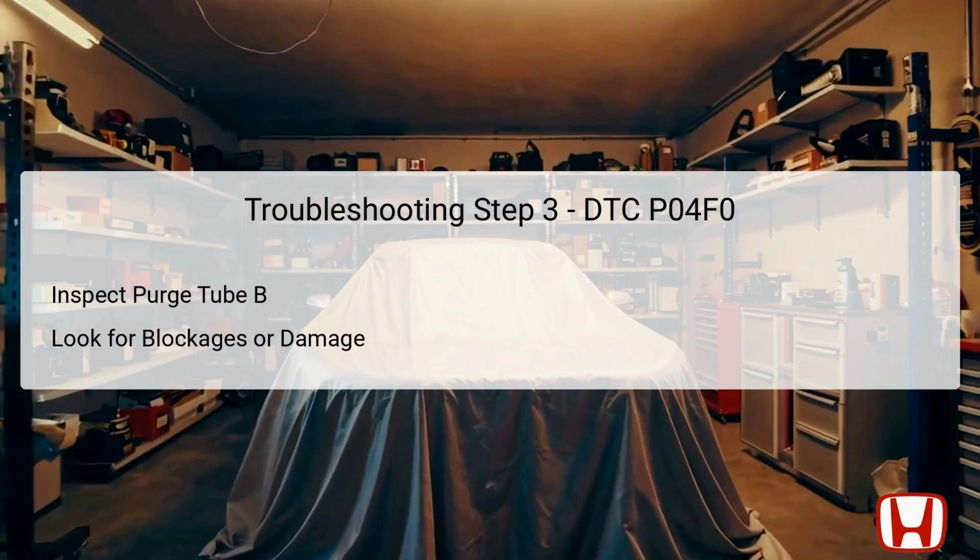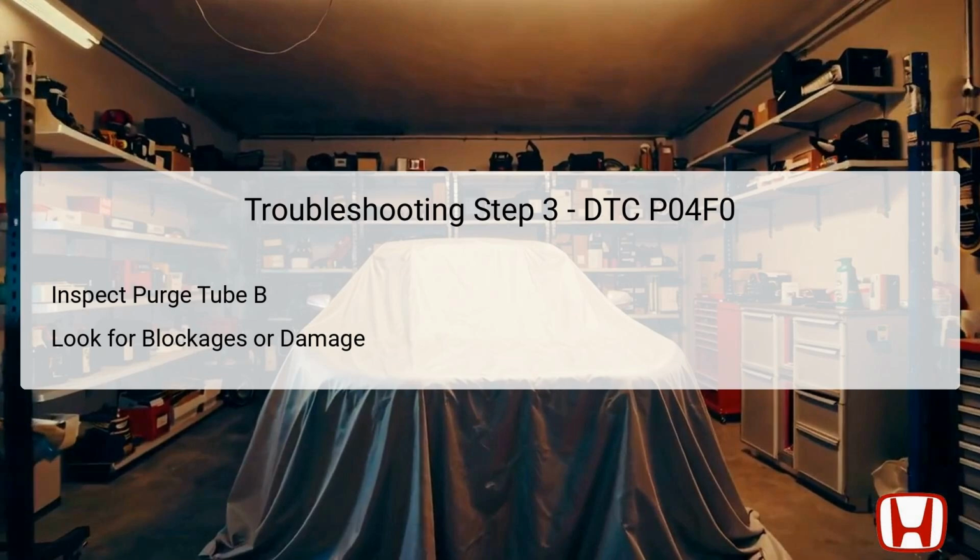The third step involves inspecting Purge Tube B, which serves as a critical pathway for vapor flow from the evap canister purge valve to the engine. Begin by visually examining the tube for any visible signs of blockage, wear, or damage. Common issues related to this tube might include kinks, cracks, or any obstructions that could impede the flow of vapor. Additionally, verify the connections on either end to ensure a secure fit. Loose connections can also result in incorrect flow readings.